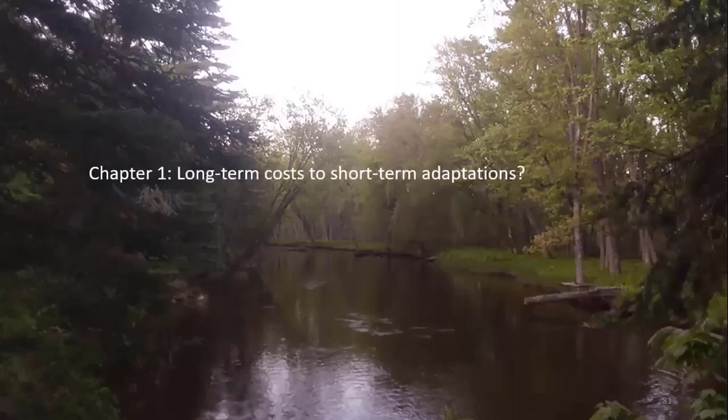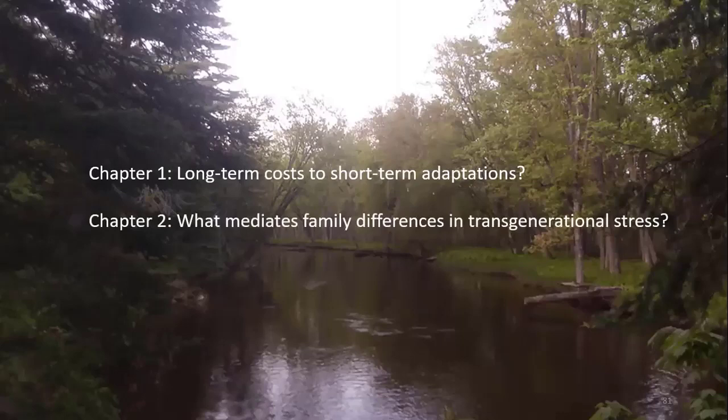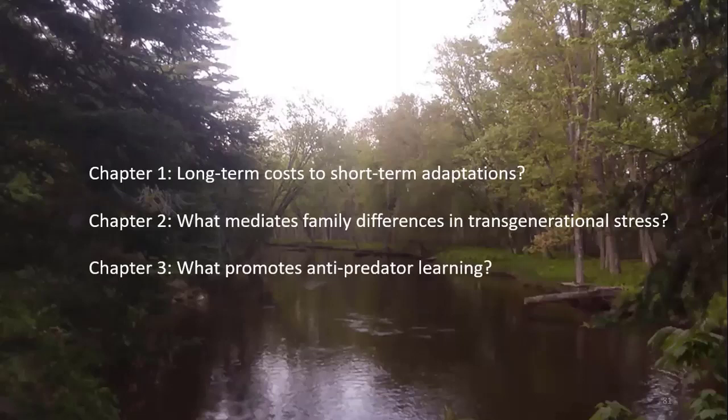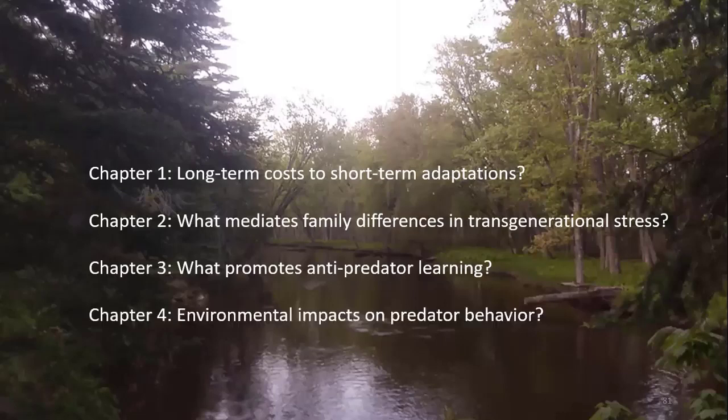So chapter 1 brought up the question of what are the long-term costs to these short-term adaptations to stress? Chapter 2 brought up the question of what is it that mediates the family differences in transgenerational stress? Chapter 3 brought up the question of what is it in the rearing environment that promotes or inhibits anti-predator learning, especially if it's not related to stress. And chapter 4 brought up the question of what are the environmental impacts informing predator behavior that are going to be driving these predator-prey interactions.